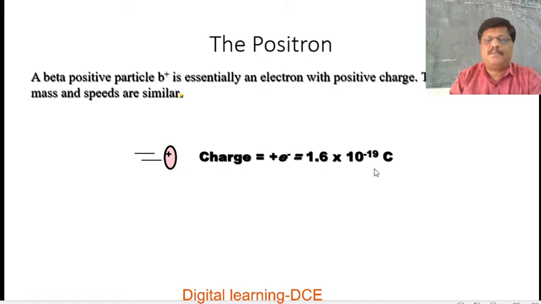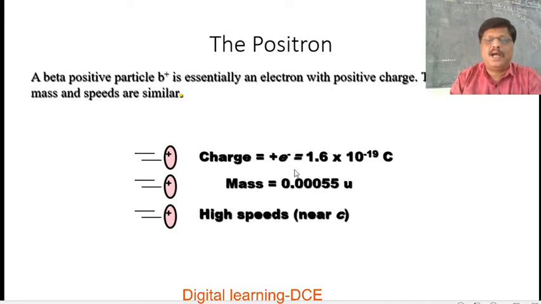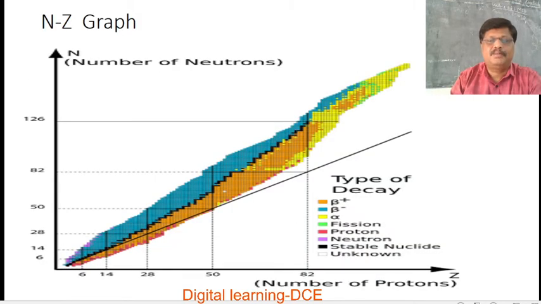So plus 1.6 into 10 power minus 19 coulomb. And the mass of this positron is the same as the mass of the electron. That is why the positron is also called the antiparticle of the electron. They are also moving with high speeds, nearly with the velocity of light. They also have very high penetrating power.